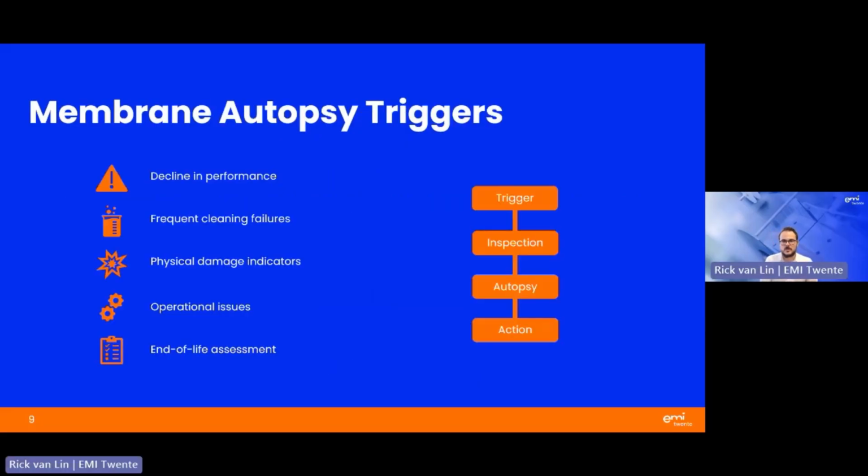So typical triggers to initiate a membrane autopsy are, of course, a decline in membrane performance. So if there is an increase in salt passage, reduced permeate flow, increased pressure drop over the membrane. If you observe frequent cleaning failures, meaning the membrane is not responding to your typical cleaning, or rapid performance decline after these cleanings. If there are any physical damage indicators, such as sudden changes in permeate water quality, or just a typical end-of-life assessment, if there's a scheduled membrane replacement, to check if the membrane has been performing up to the standard.